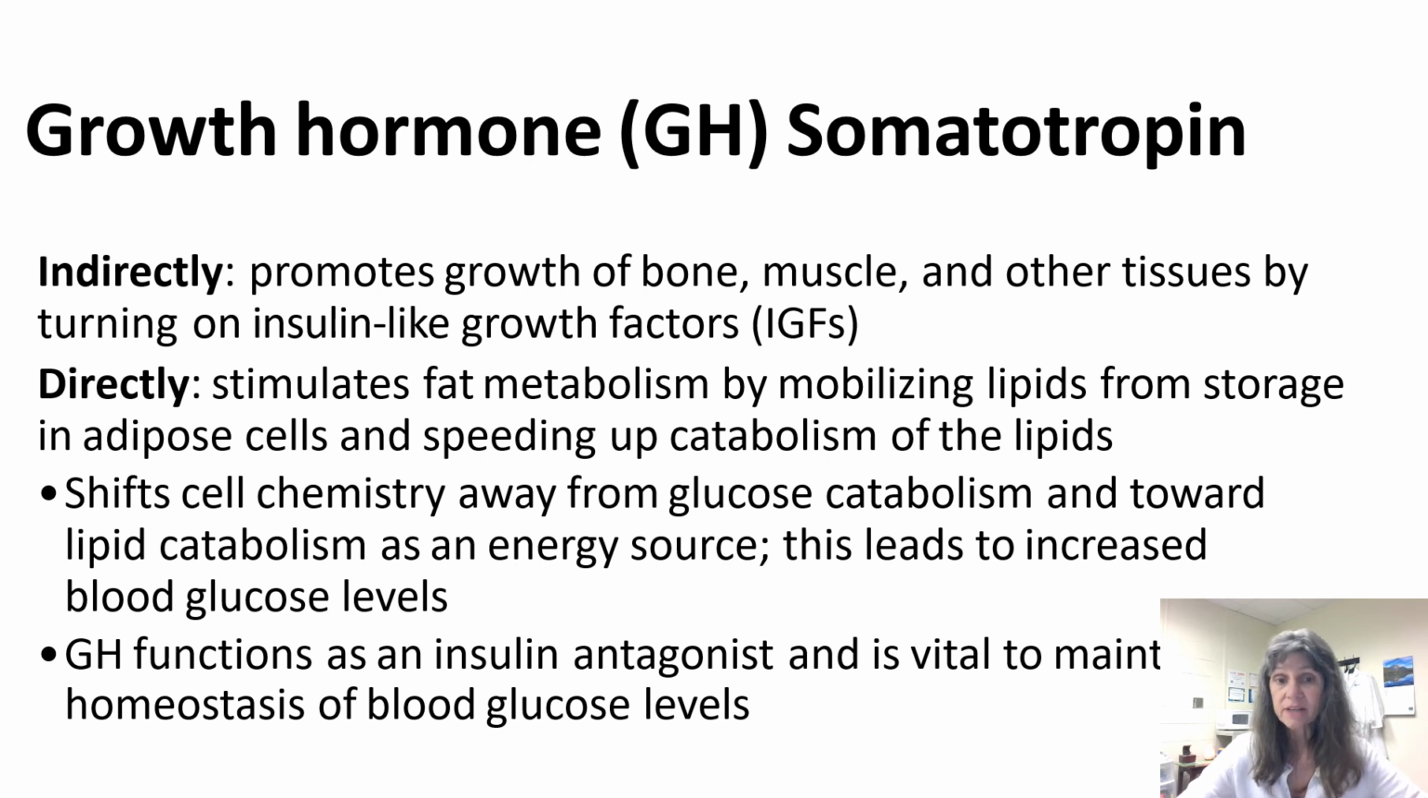So growth hormone is sometimes referred to as an insulin antagonist, because as our cells are going to be using glucose for anabolism to build stuff up, growth hormone helps break down fat to maintain blood glucose levels so they don't drop too low, and that's why it's referred to as an insulin antagonist. Normally, insulin pulls sugar out of the bloodstream, but growth hormone helps to maintain glucose levels so they don't drop too low.